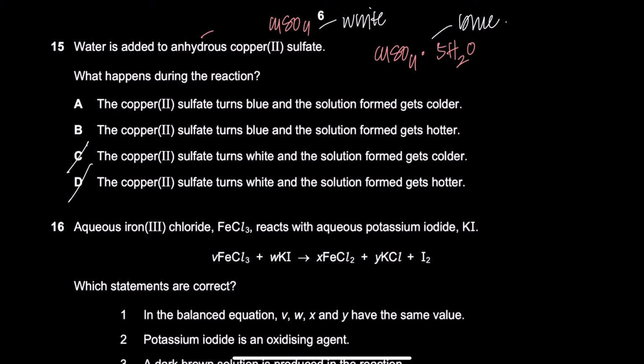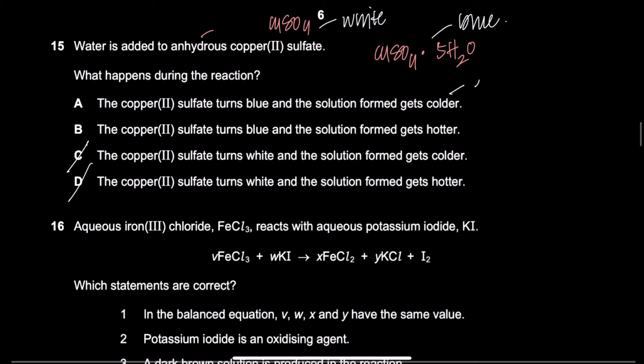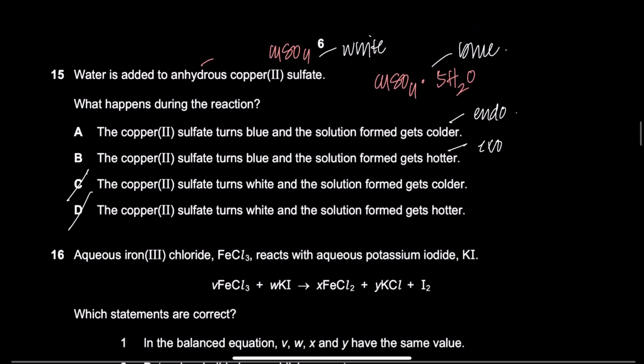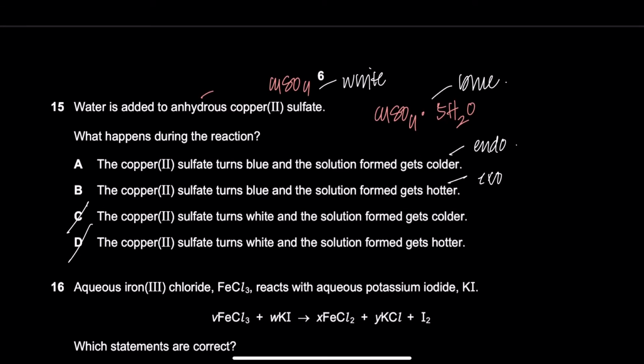And the solution will get colder or hotter. The reason why it would get colder is if it were an endothermic reaction. The reason why it would get hotter is if it were an exothermic reaction. Now think about it just for a second. Let's say we didn't know if it was an exothermic reaction, right? So if you check it out, you'll get CuSO4·5H2O, right?